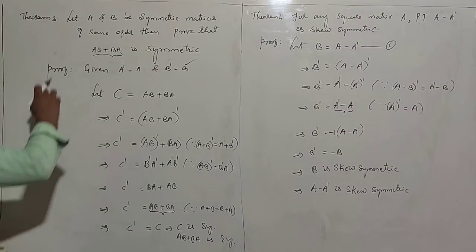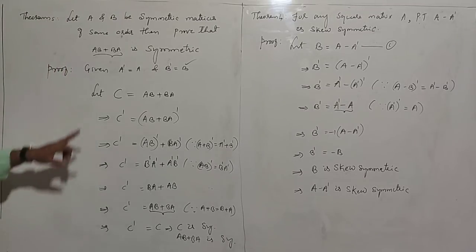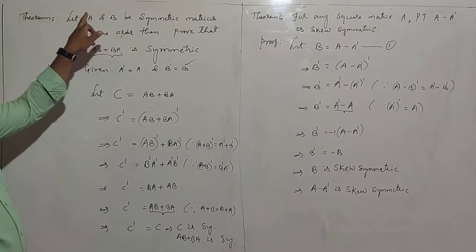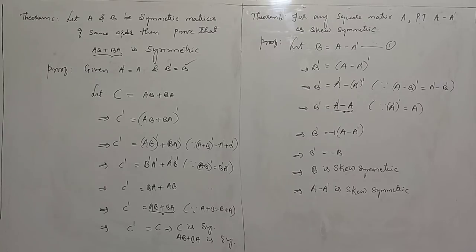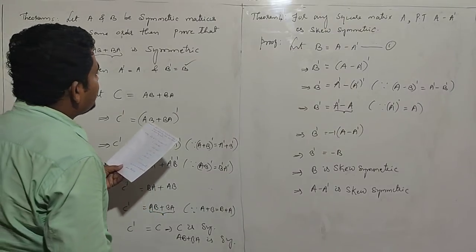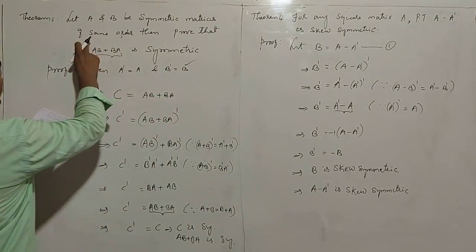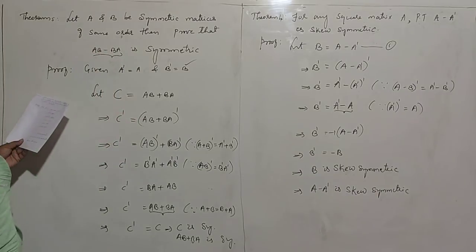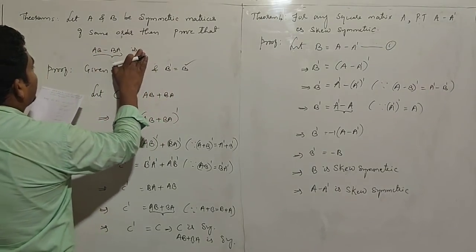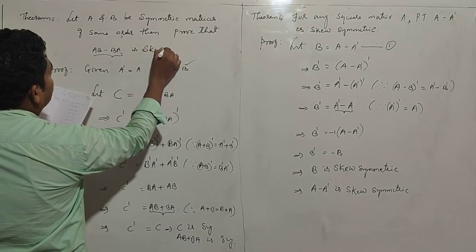Next theorem. Let A and B be symmetric matrices. In this case, again A and B be symmetric matrices of same order. Then prove that AB minus BA is skew symmetric.